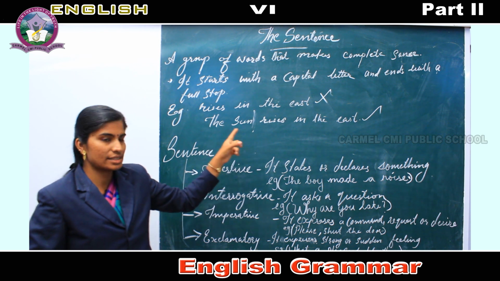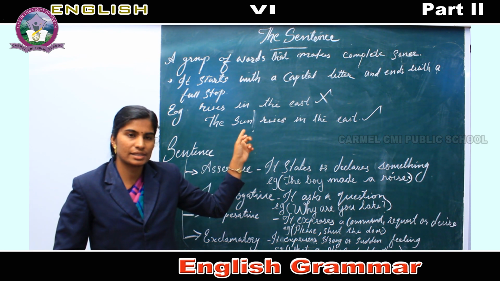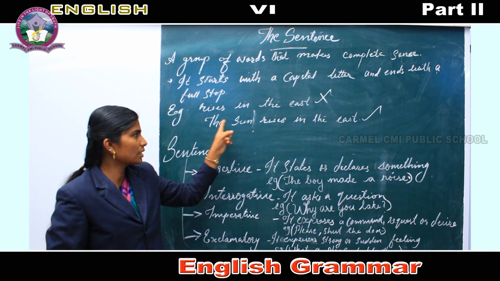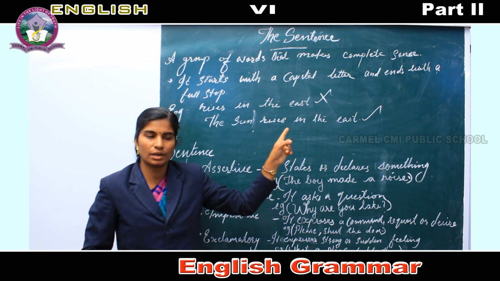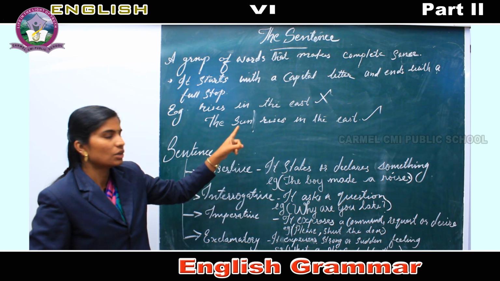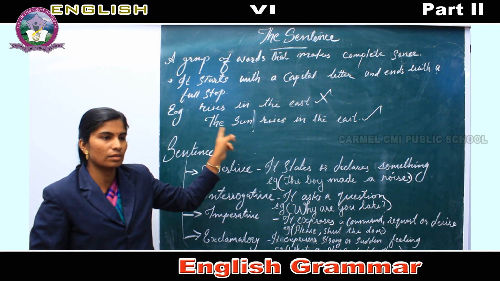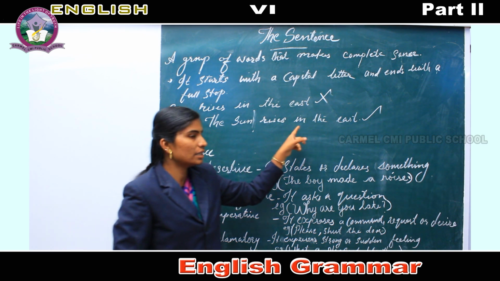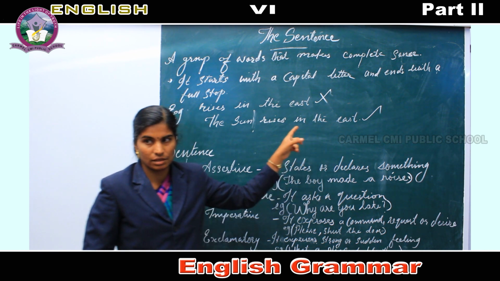The sun rises in the east. The second sentence conveys the complete meaning because here we are getting the subject noun and the complete meaning is conveyed. The sun is the noun of the sentence. Rises is the verb of the sentence, that is the action done by the subject. In the east, that is the object of the sentence.